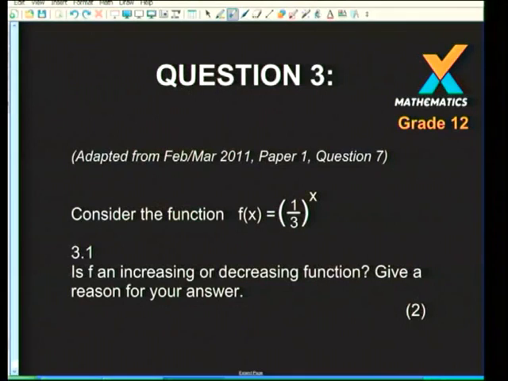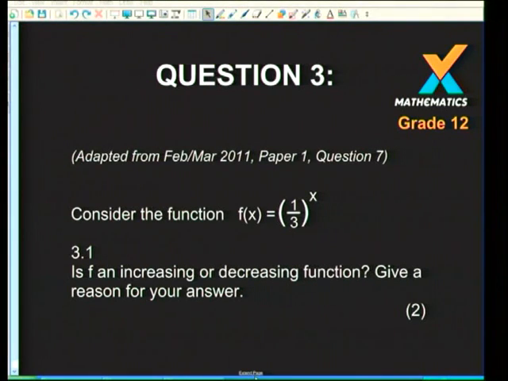Hi, welcome back. We are about to tackle our question 3. Before we start, I just want to tell you it was adapted from February-March 2011, paper 1, question 7. So it says consider. Now, I always love the words we use in maths. We say consider, but basically what they mean is this is the graph we're going to work with. It says, is f an increasing or a decreasing function? Give a reason for your answer.